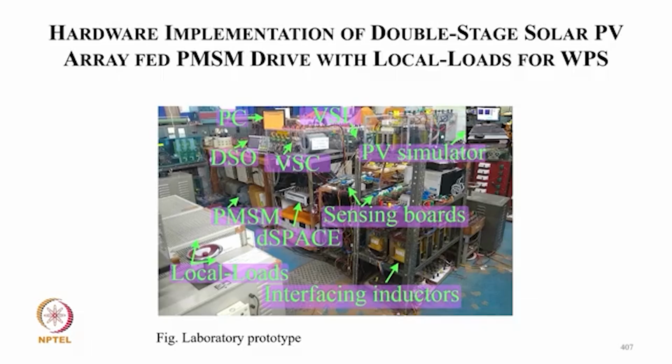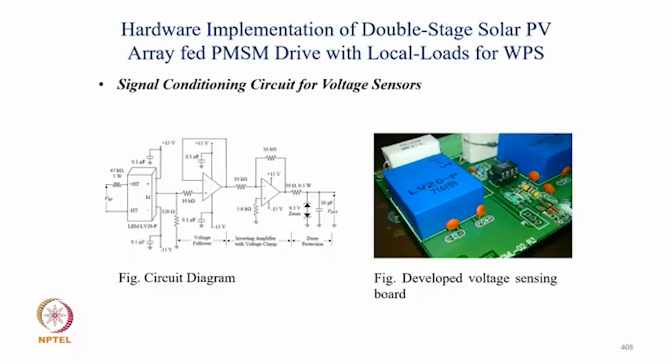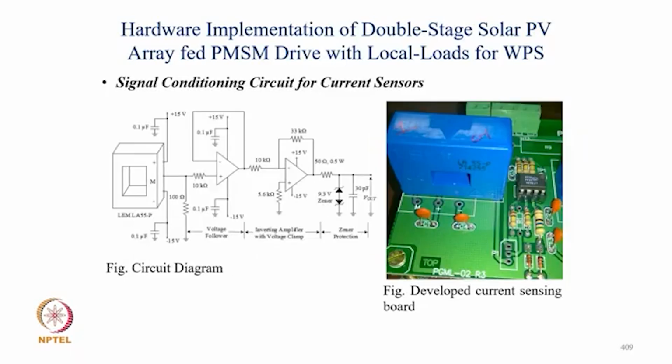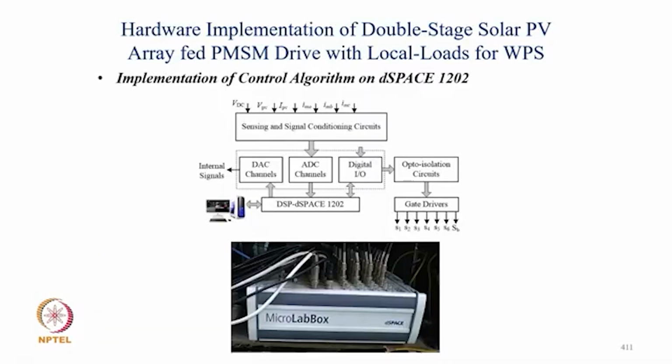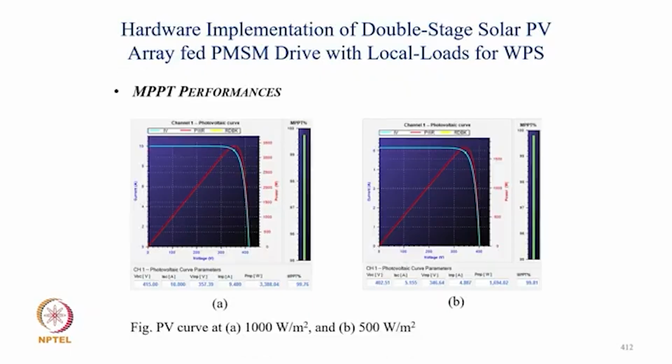This is the laboratory prototype of the PMSM drive for the solar PV array. These are the voltage sensors required for sensing the DC link voltage as well as the PV array voltage, and these are the current sensors for sensing the winding current as well as the PV current. This is the optocoupler isolation for all the converter devices, and this is the implementation of DSP using microlabs. The signals of DC link voltage, PV current, and three motor currents are sensed for sensorless control.